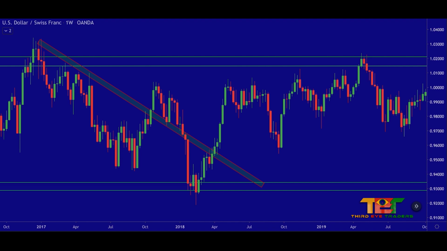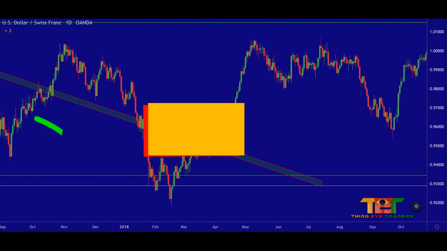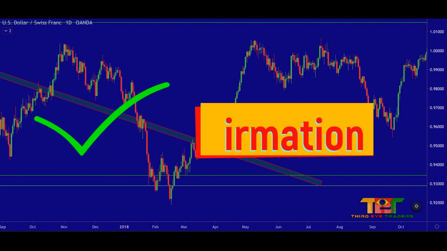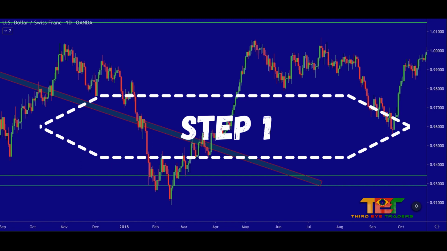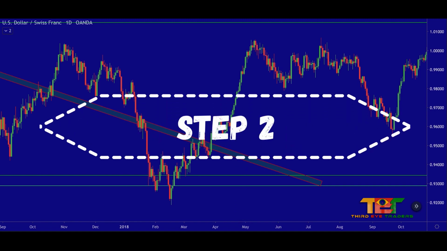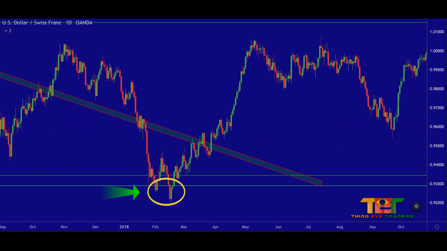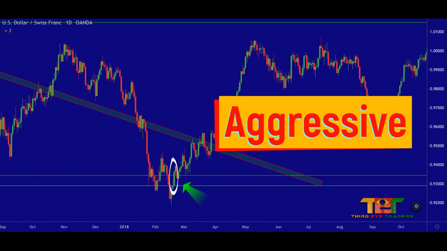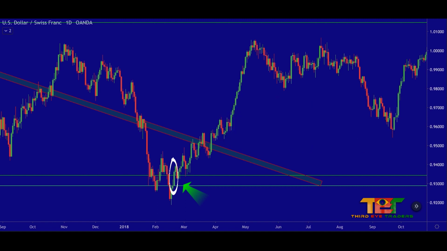Now let's zoom down on the daily time frame so we can find a perfect entry. Let's go over our confirmation checklist. Step number 1, price action approaches a major support zone. Step number 2, price action rejects that level while showing signs of exhaustion. Step number 3, price action gives us an aggressive bullish candlestick at the major support zone, signaling it is ready to go in the opposite direction.